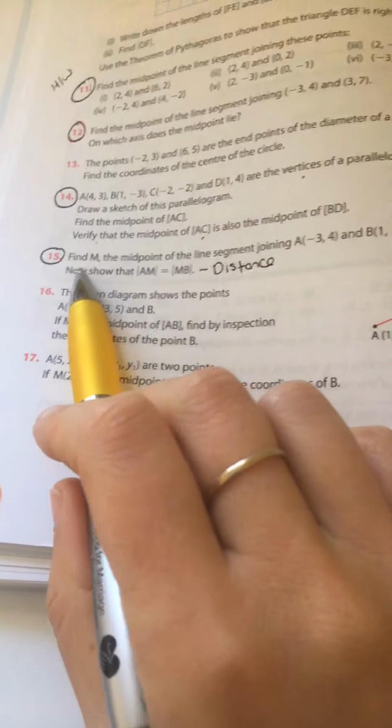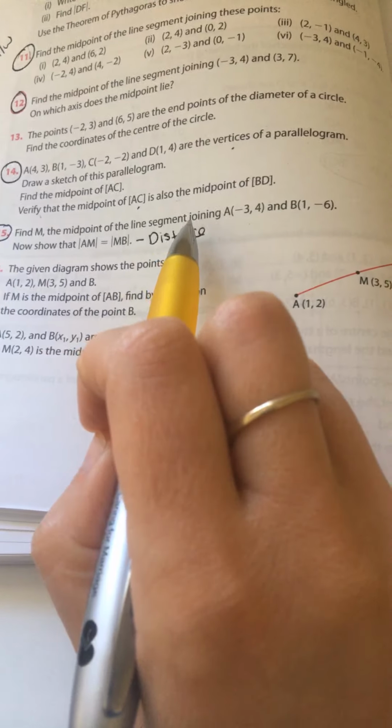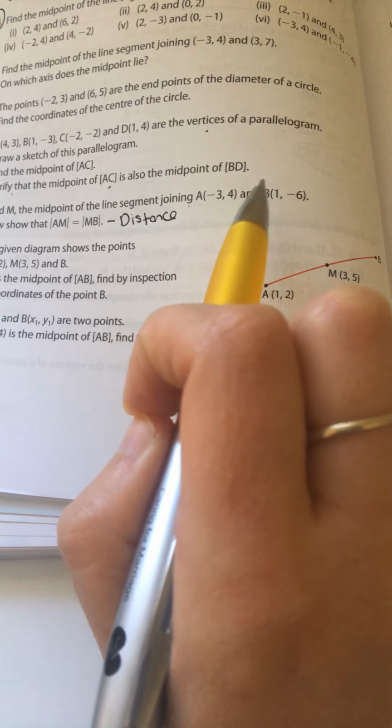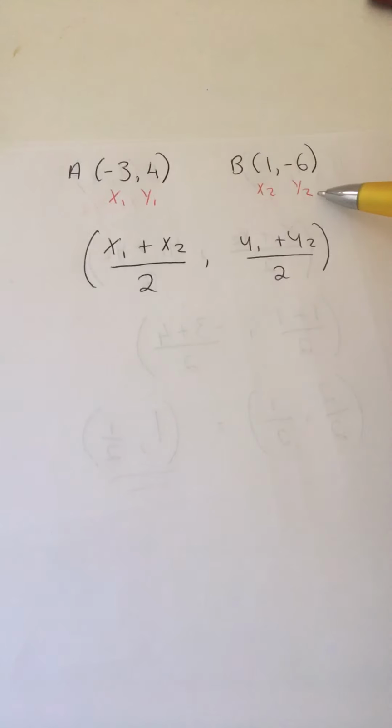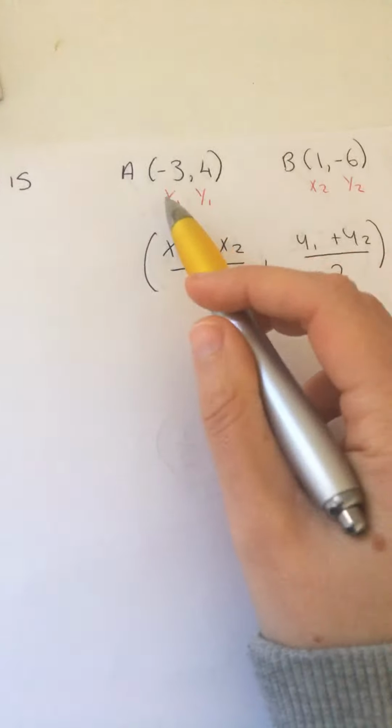Last question was question 15. Find M, the midpoint of the line segment joining point A and point B. So that's the first thing we'll do. I have my 2 points written down. I have them labelled and my formula written. So all we need to do now is fill in our formula.